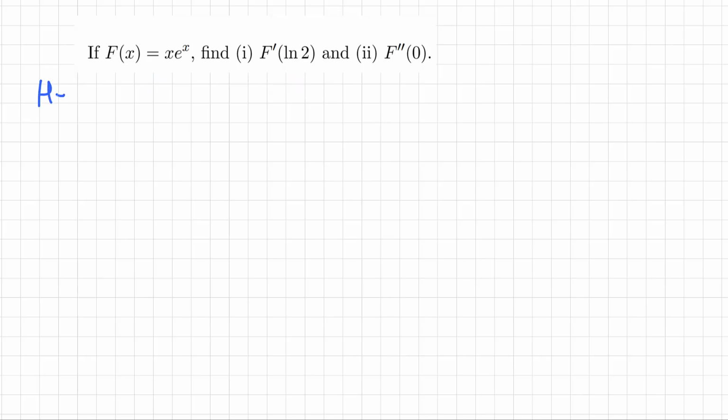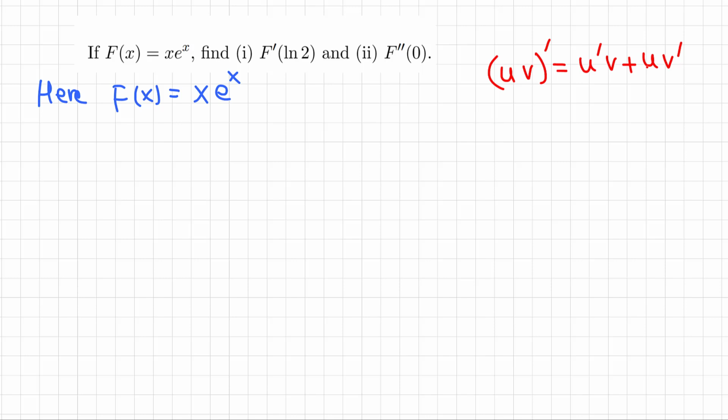So here our function is x e^x, that is x times e^x. So it's a product of two functions. That means we must use the product rule, which is what? When we have u times v and we want to find its derivative, the product rule says you need to find the derivative of the first factor, leave the second alone, plus leave the first alone times v prime. Okay, so it's like u is x and v is e^x.